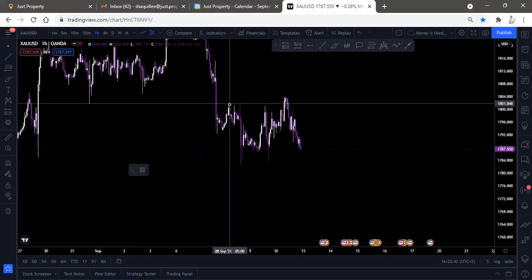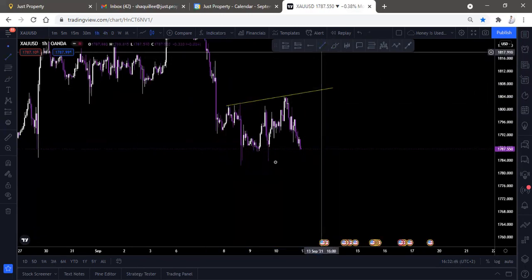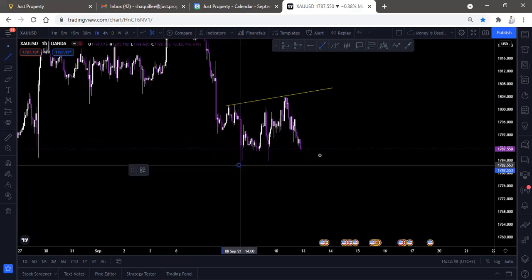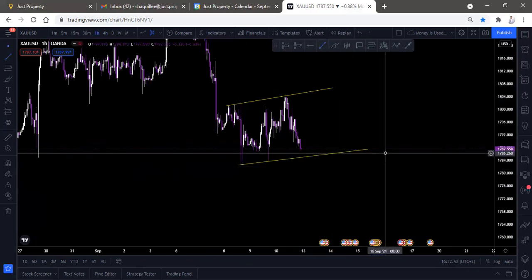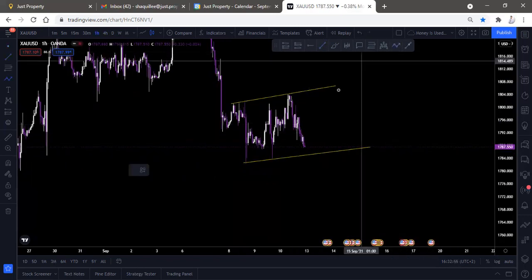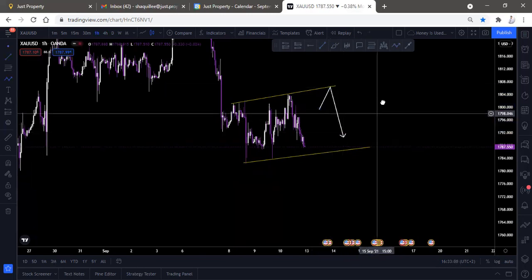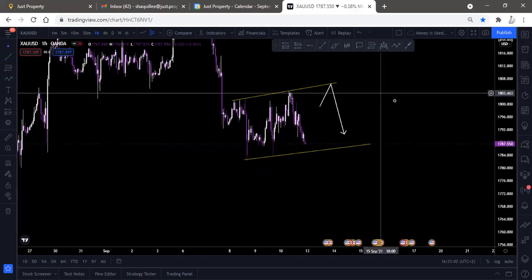So let's just jot down this correction. We have something like this, right? And then we have another something like this. This would be a nice correction, and this is a nice bear flag, right? So I would be waiting for something like this to happen tomorrow. A nice third touch, then to the downside, that will be my go-to setup, right?